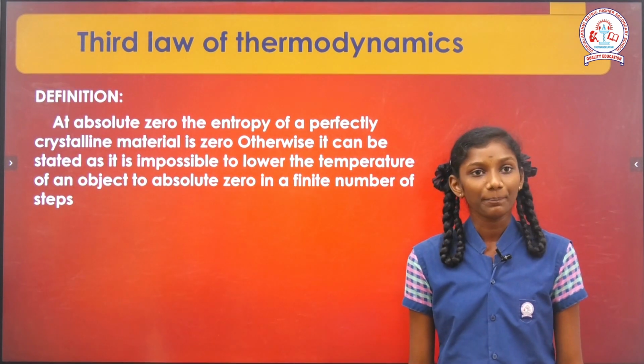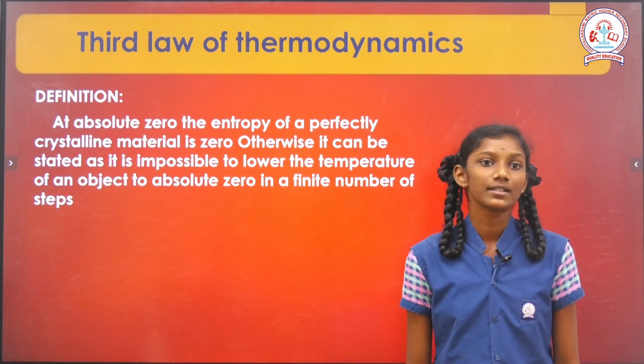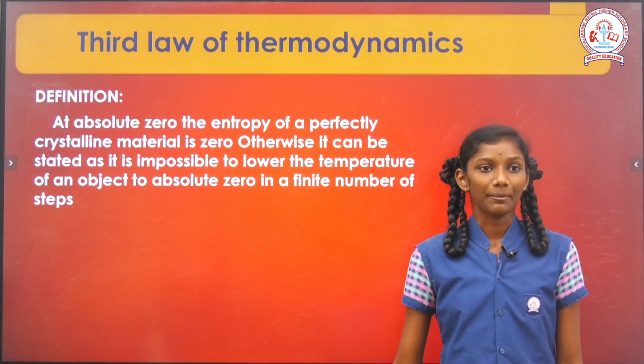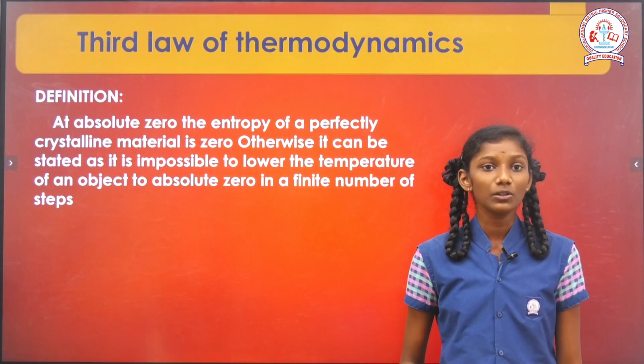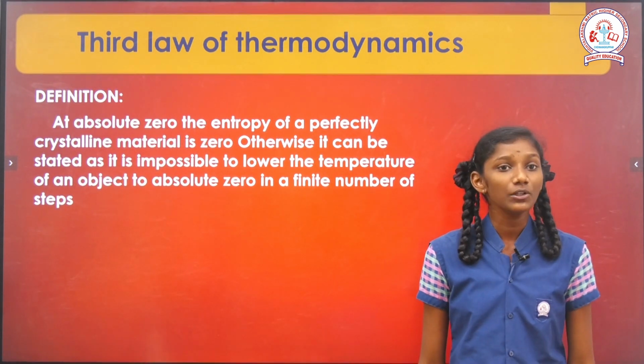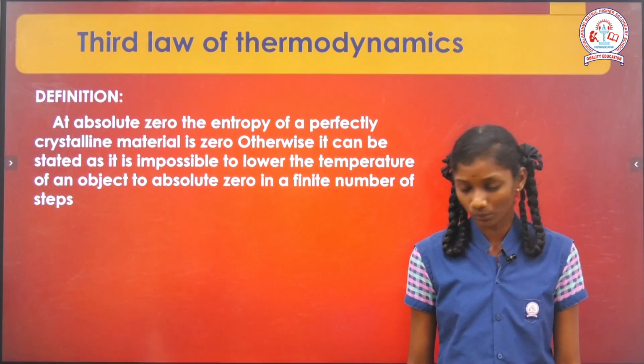Move on to the last topic, third law of thermodynamics. What is meant by third law of thermodynamics? It can be stated that it is impossible to lower the temperature of an object to absolute 0 in a finite number of steps. Or we can say at absolute 0, the entropy of a perfectly crystalline material is 0.